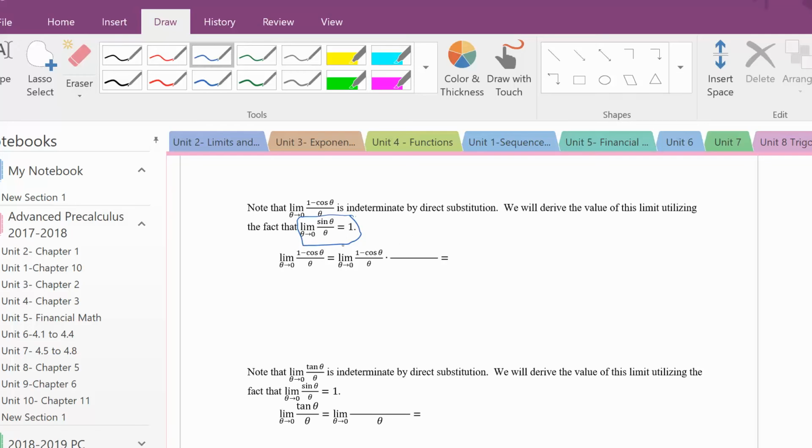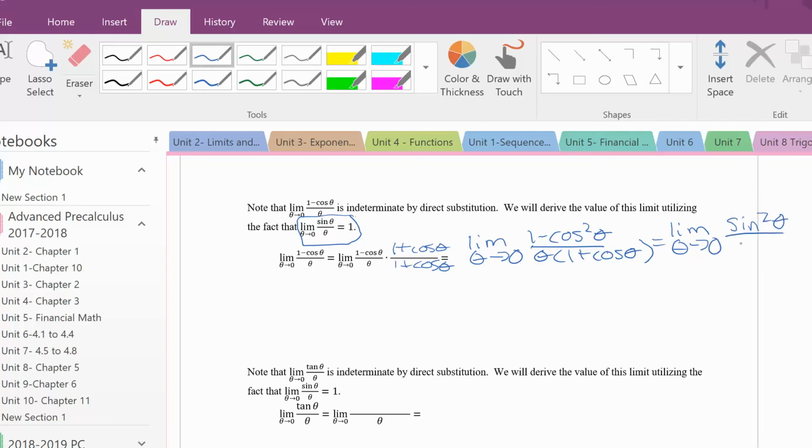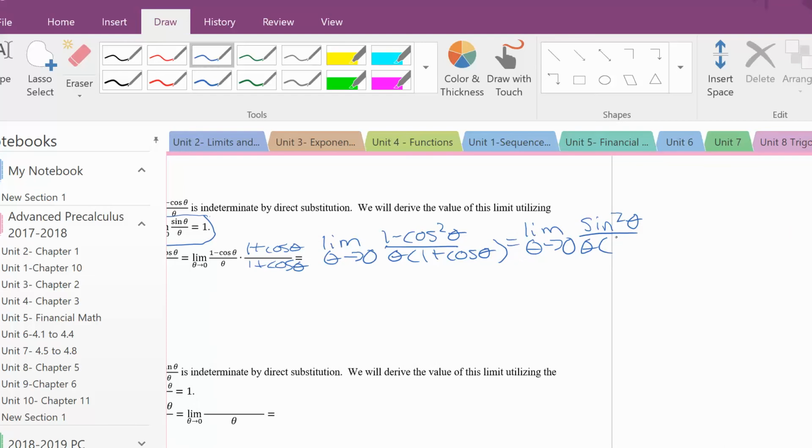But if I'm going to use sine theta over theta to help me, I multiply here by 1 plus cosine theta. I get the limit as theta approaches 0 of 1 minus cosine squared theta over theta times 1 plus cosine theta. And that's equal to the limit as theta approaches 0 of sine squared theta over theta times 1 plus cosine theta. And now we can pull out a sine theta over theta times the limit as theta approaches 0 of sine theta over 1 plus cosine theta.